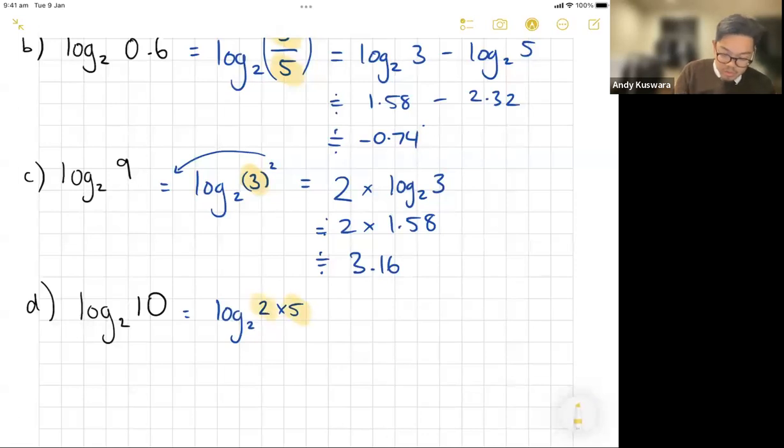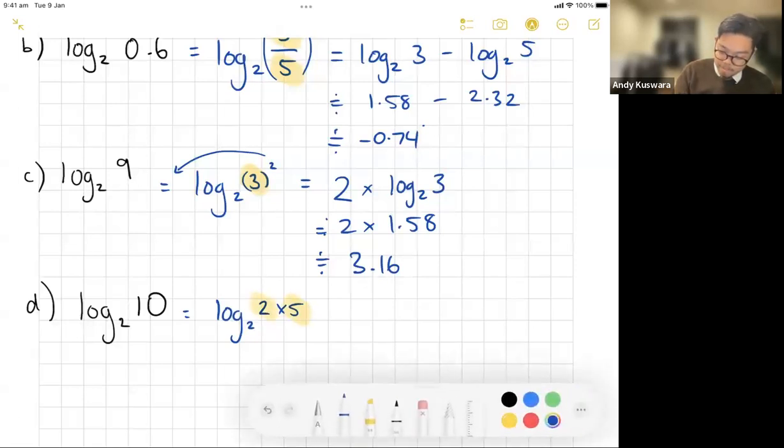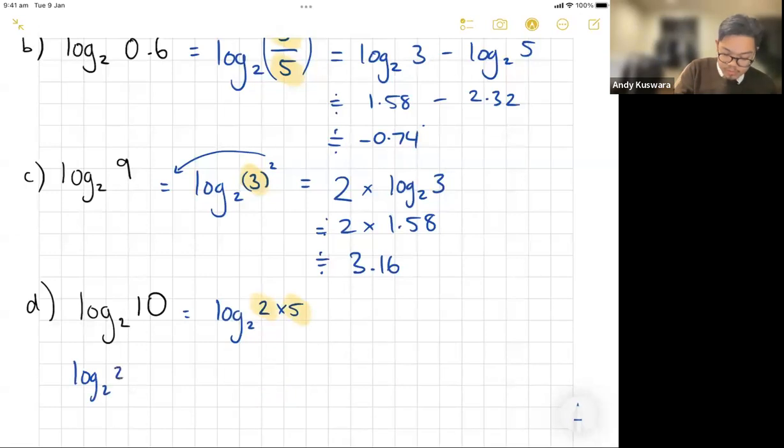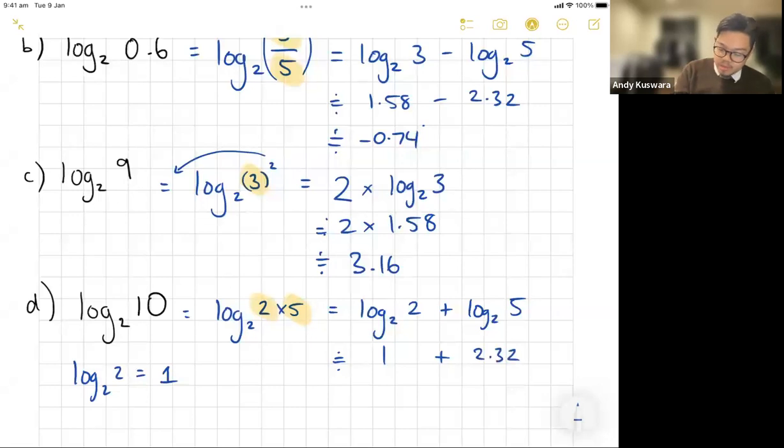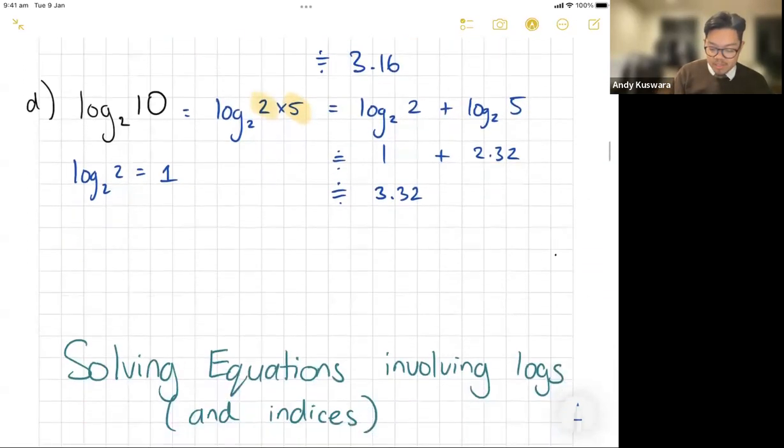Do I know what log 2, 2 is? Yeah, because what is log 2, 2? Even though they didn't tell us, I know for a fact that's a log law. That's 1. Okay, so looking at this, I can now rewrite it as log 2, 2 plus log 2, 5, which is, log 2, 2 is 1, which we said. Then log 2, 5 is approximately 2.32. So approximately becomes 3.32. Okay, hopefully that makes sense.